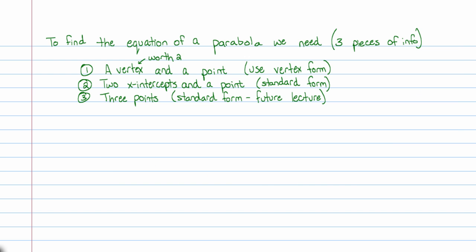However, sometimes they don't straight give you the vertex. If, on the other hand, they give you a couple x-intercepts and a point, so that's 3 pieces of information, you can use that to rebuild the equation. I'll give you an example of that in a moment. And finally, if they just give you 3 random points on your curve, not a vertex, then you can still find the equation of the parabola.